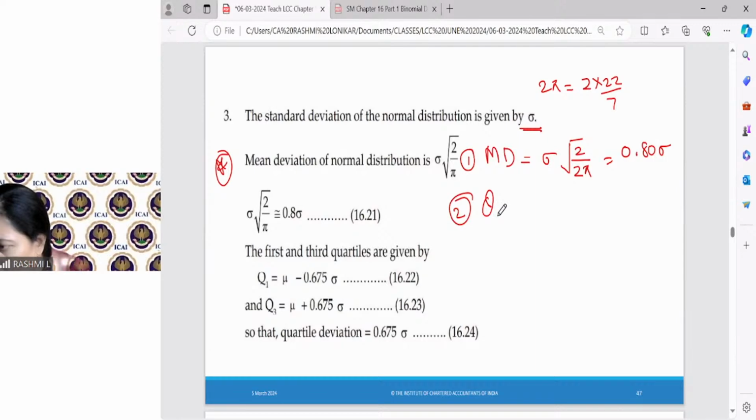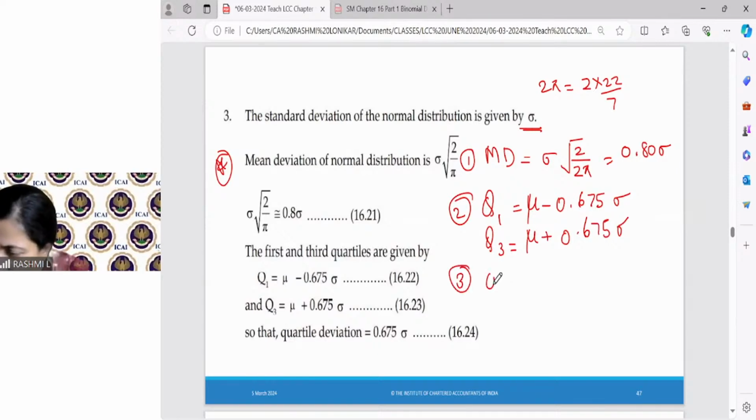Second is the quartile deviation. For that I need to know Q1. Q1 is mu minus 0.675 into sigma. Q3, the third quartile, is mu plus 0.675 into sigma. The third important one is the quartile deviation. What is it? Q3 minus Q1, we know that. So how much does it come to? 0.675 sigma. So the quartile deviation is 0.675 sigma.